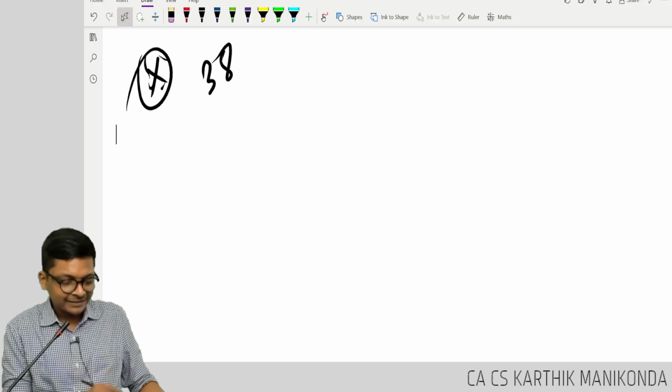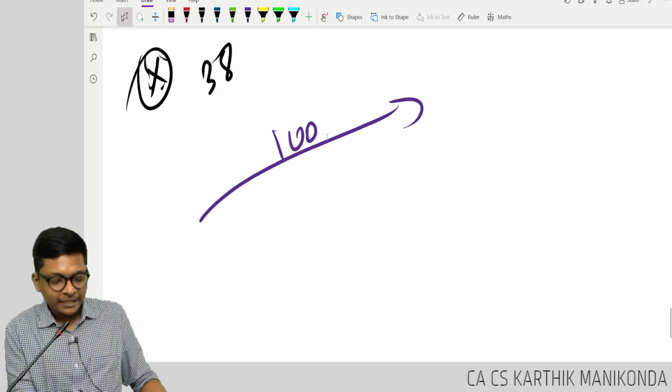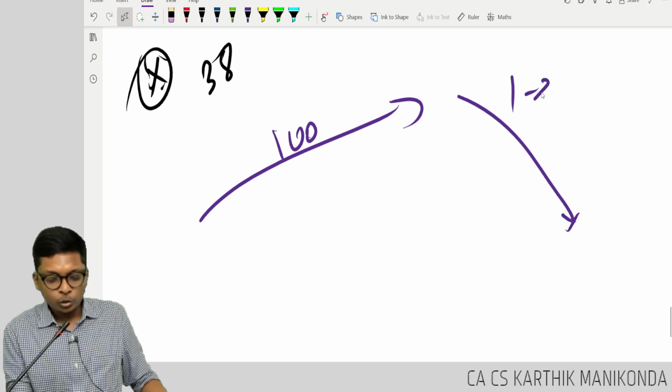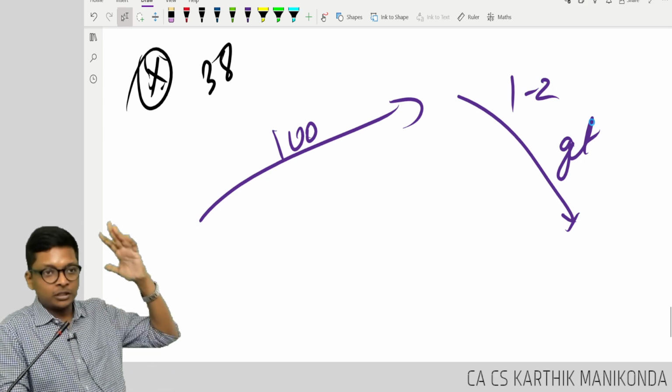Okay, it's like this, guys. Leave IPO. In an IPO, what happens? 100 people will apply, only 1 or 2 will get. Correct? We discussed that in Zomato, all that we saw.